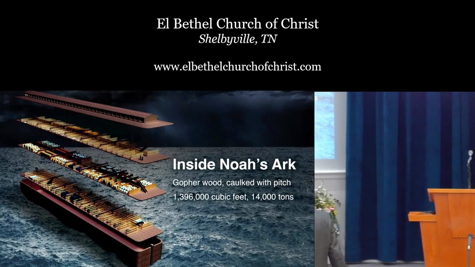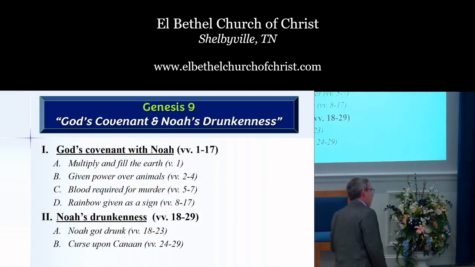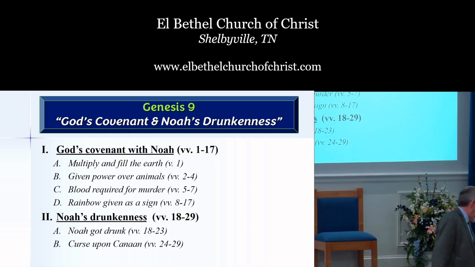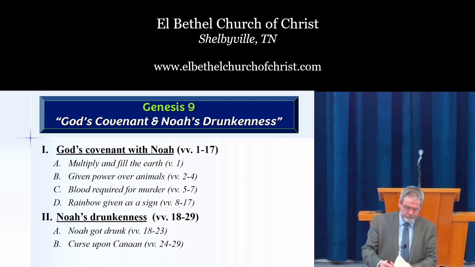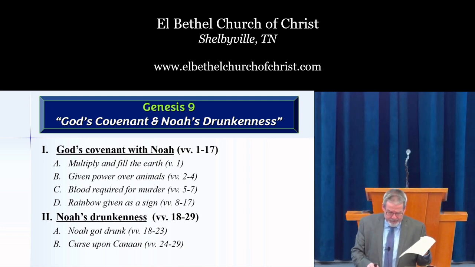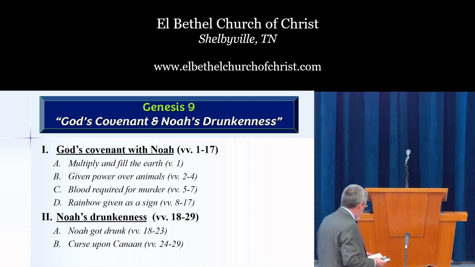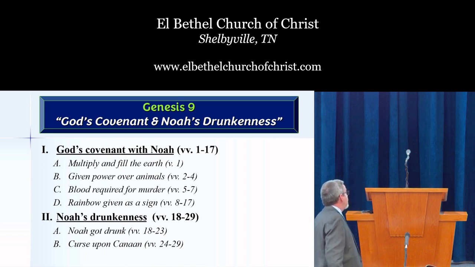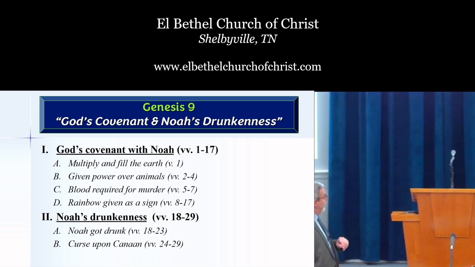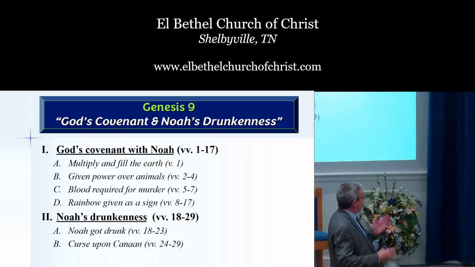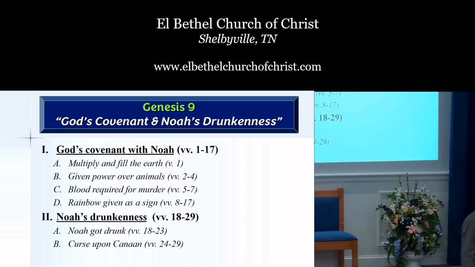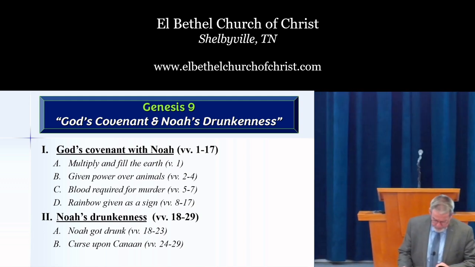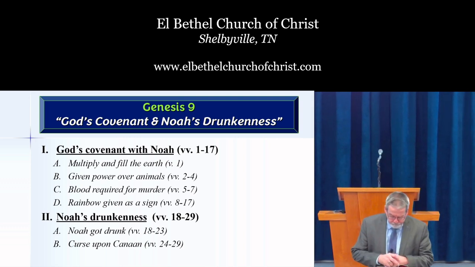All right, let's move on. Let's go to chapter 9 now. What's chapter 9 about? All right, God has a covenant with Noah, and there's the case of Noah's drunkenness. Now, this is quite a section here, only 17 verses, but it's filled with quite a bit of information about God's covenant with Noah. So let's see what he has to say here to Noah.